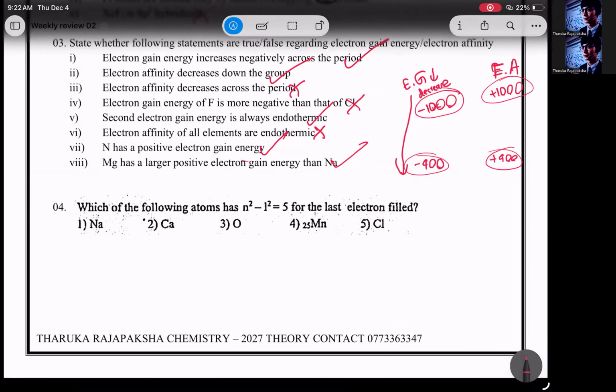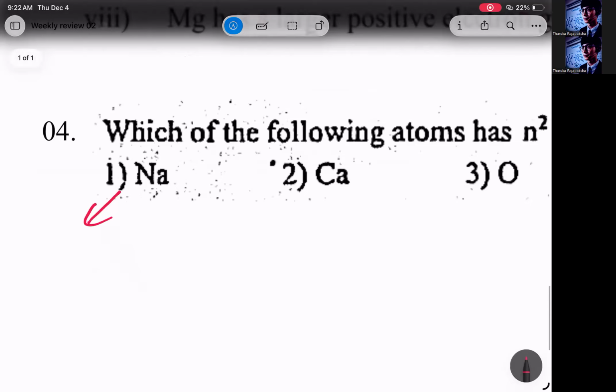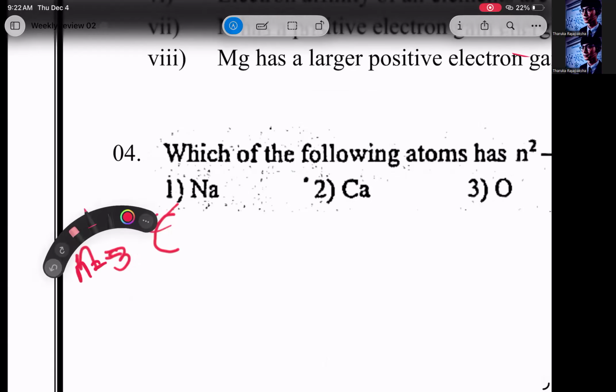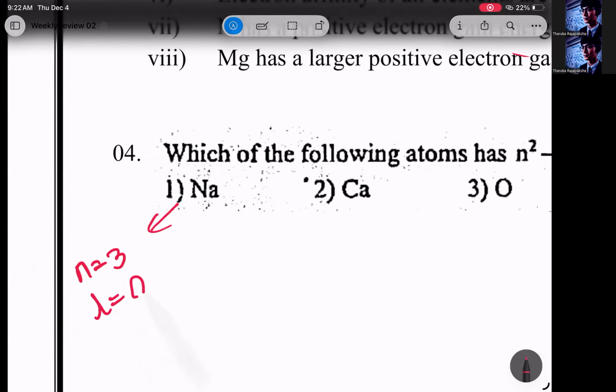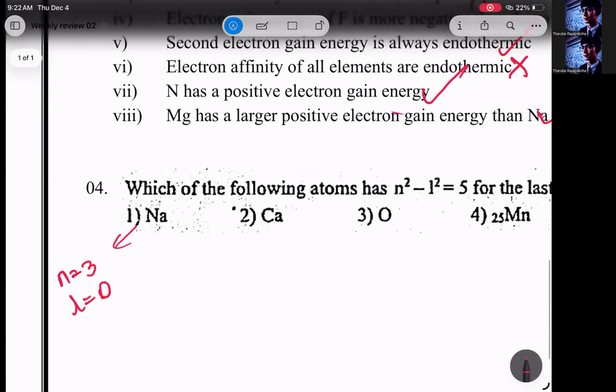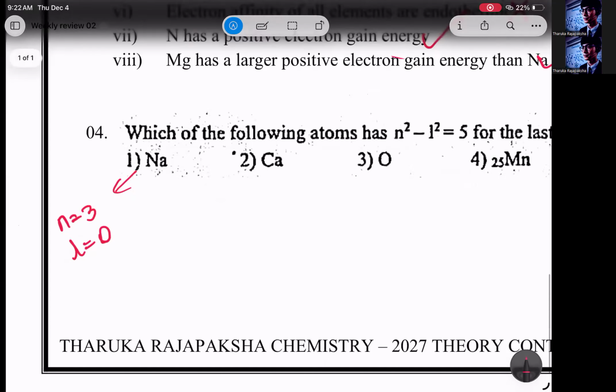Which of the following atoms has n squared minus l squared equal to 5? Now you have to check all the atoms here. First, let's check sodium. Sodium is in the third period, so n is 3. The l value is 0 because it's in the s block. The last electron is what they are talking about. So 3 squared minus 0 squared is not 5. That's wrong.